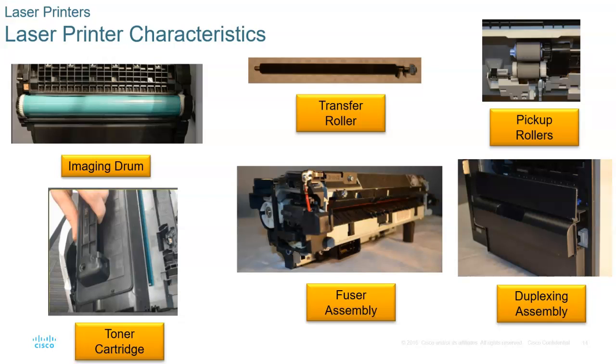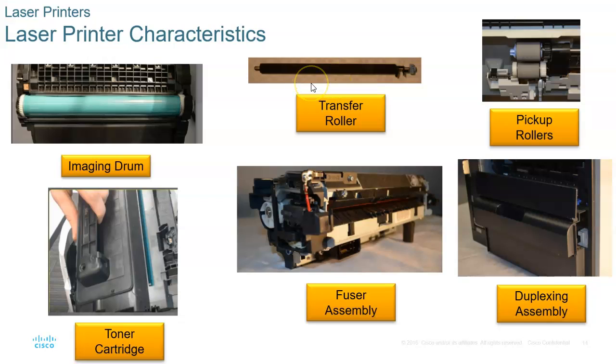So always make sure you know how to properly remove a toner cartridge. You don't want to get the toner on your hands if at all possible. It's very difficult to get off and very difficult to get out of your clothing as well. The fuser assembly: when the paper goes through the fuser assembly, there are hot rollers in there and that will melt the toner to the actual paper.